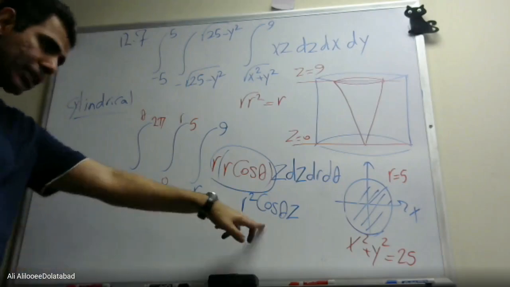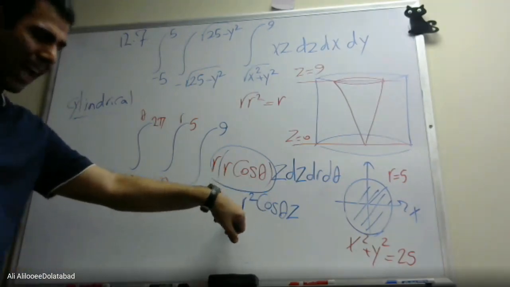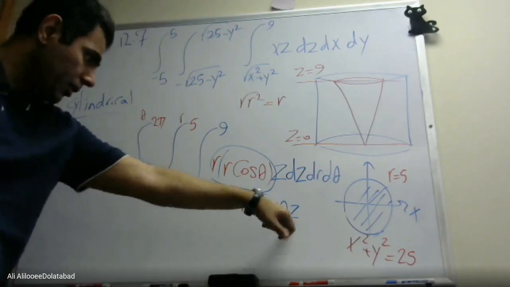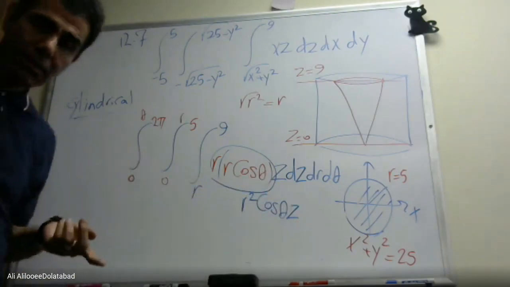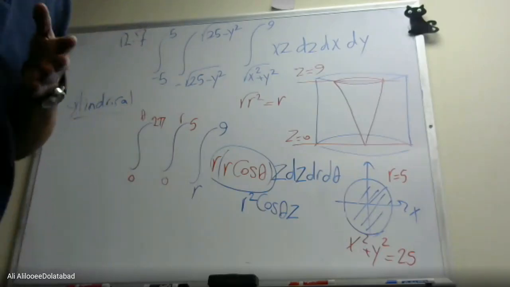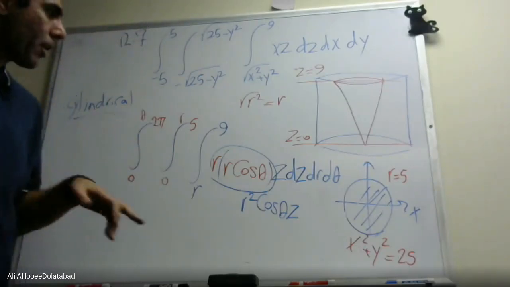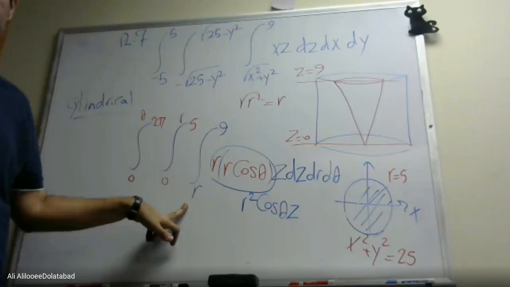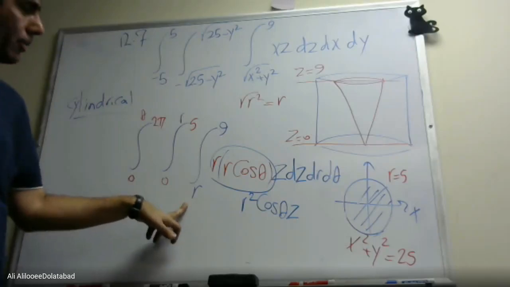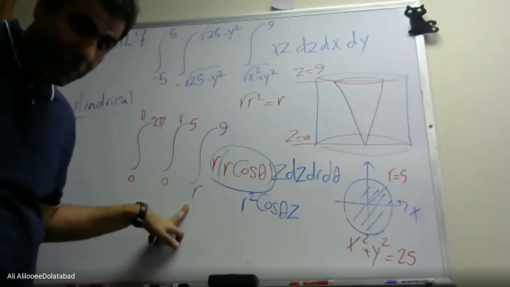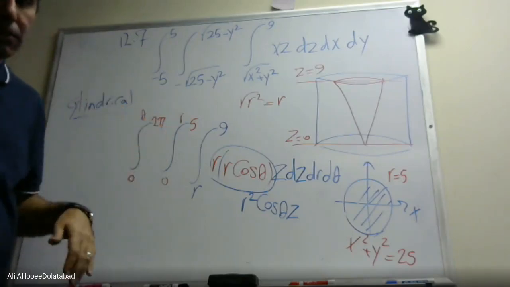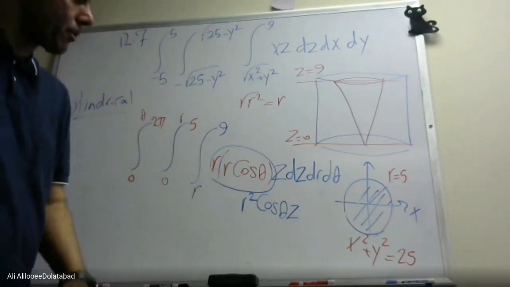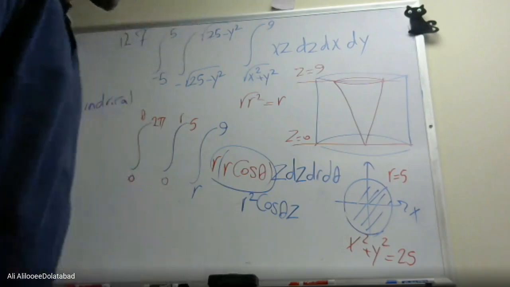So the function is separable, definitely. It has just r, just theta, just z. Is it possible to split this integral as the product of three simple integrals? No. Why not? Because the bound on the third integral is not constant. The bound on the third integral has a variable r. Therefore, this integral cannot be split as the product of three integrals. Then we have to integrate as usual.